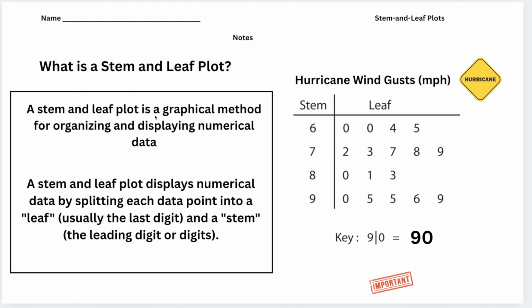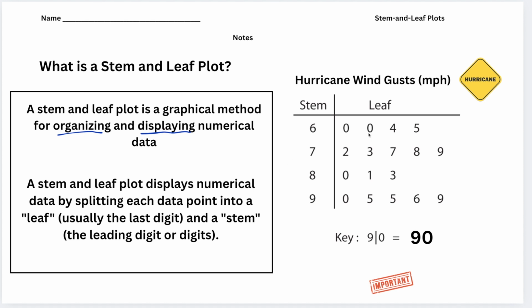So over here we have some information about what a stem and leaf plot is. A stem and leaf plot is a graphical method for organizing and displaying numerical data. Do me a favor, underline please, organizing and displaying. That's what it does. It organizes and displays data. A stem and leaf plot displays numerical data by splitting each data point into a leaf, usually the last digit, and a stem, which is normally the leading digit or digits.